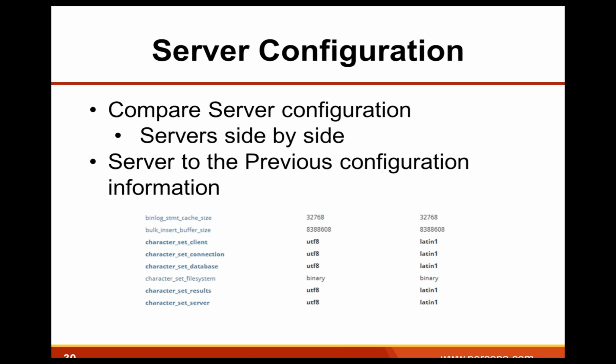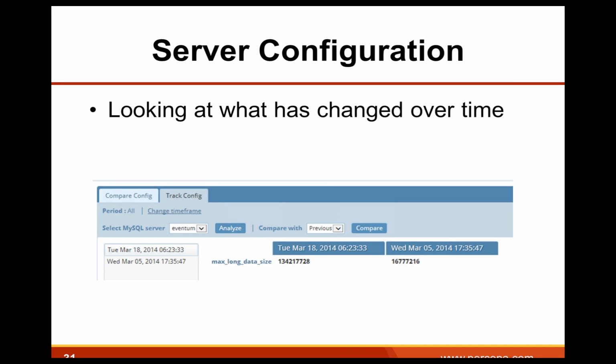You can also compare the server to its previous configuration. So in this case, we have a server which had one of its settings changed. When we started monitoring the server in early March, the value for the setting was 16 megabytes, and then on Tuesday morning, right about 6 o'clock, the value of this variable was increased. We can clearly see what change was done and when it was done, which is very powerful if you need to track down changes on your servers.